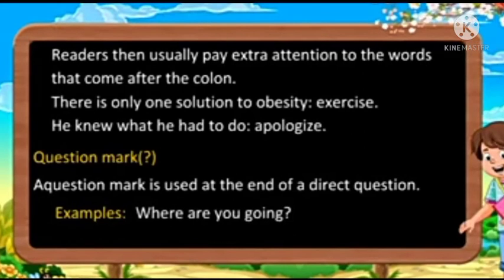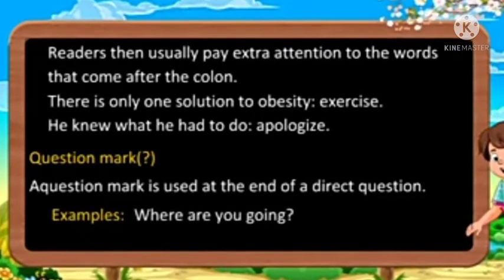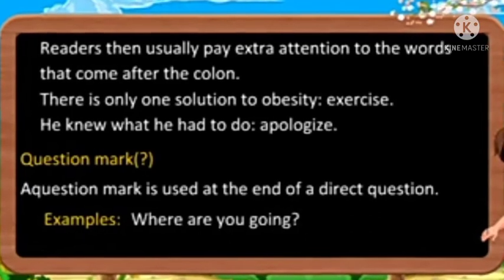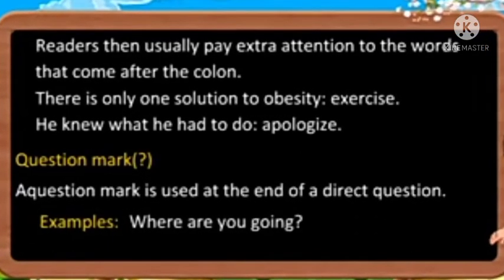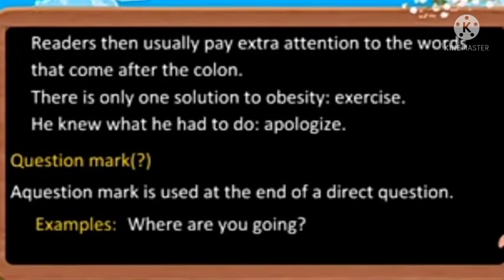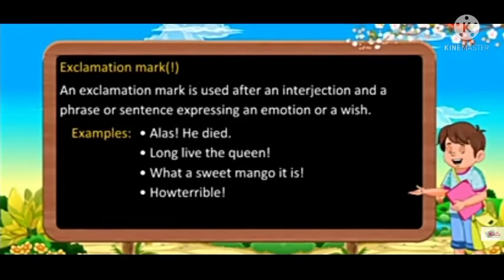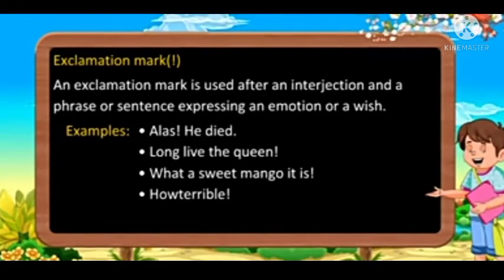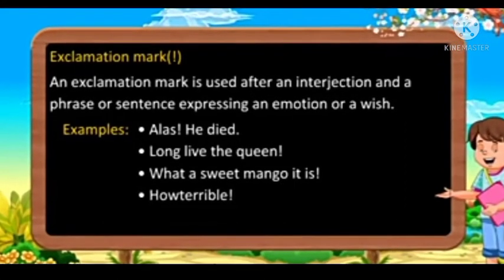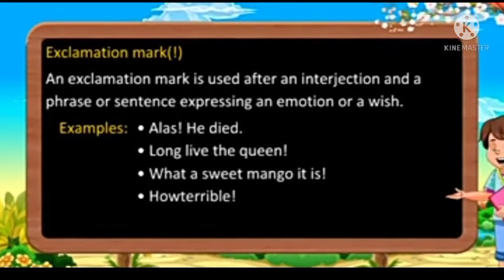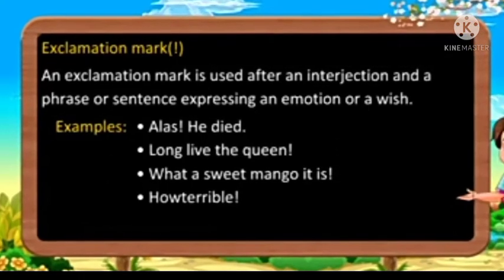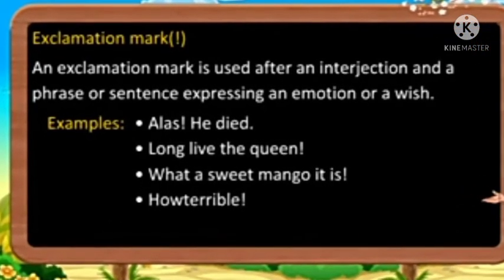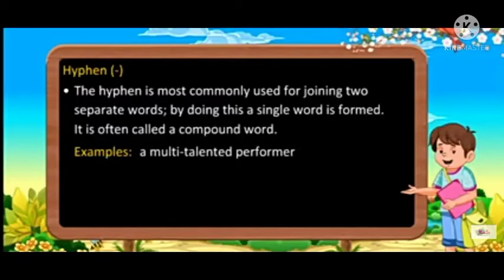Next is question mark. Question mark is used at the end of a direct question, means it is used at the end of interrogative sentences or question tags. For example, where are you going? What are you doing? Now next is exclamation mark. An exclamation mark is used after an interjection and a phrase or sentence representing an emotion or a wish like long live, hurrah, what a sweet mango it is, etc.